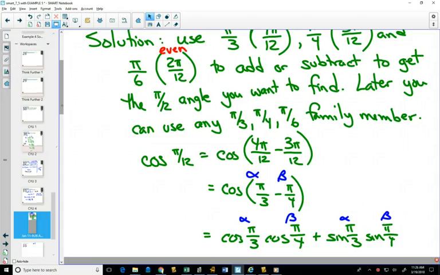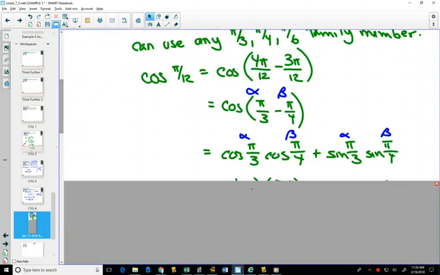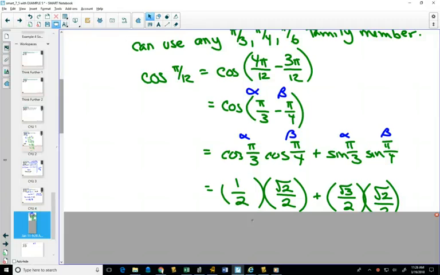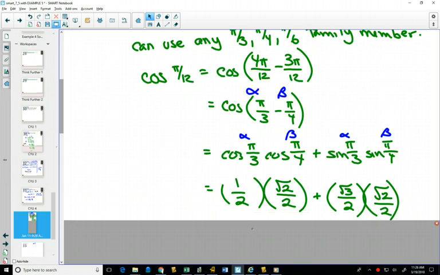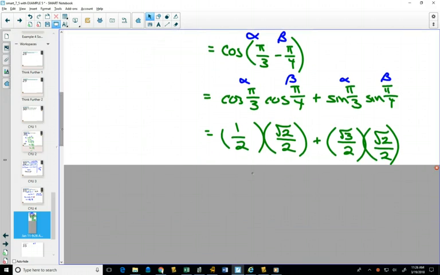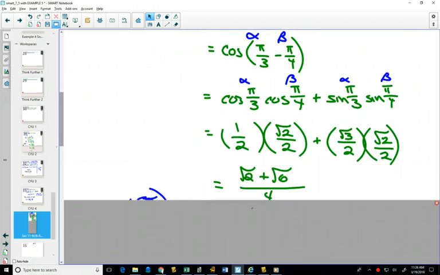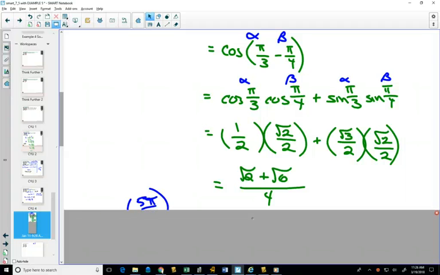So the next step is we have our values on our pi plate. We know that cos of pi over 3 is a half. Cos of pi over 4 is root 2 over 2. Sine of pi over 3 is root 3 over 2. And sine of pi over 4 is root 2 over 2. So we can plug all those values in, multiply our fractions together, we'll have a common denominator, and it will be all over 4. So we can say that now we know cos of pi over 12 is root 2 plus root 6 over 4.